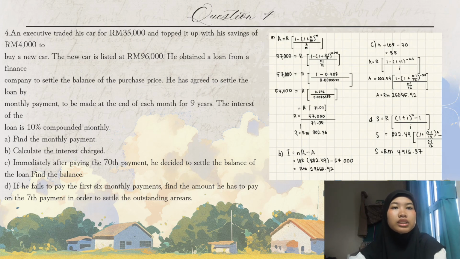For the last question, D, if he fails to pay the first 6 monthly payments, find the amount he has to pay on the 7th payment in order to settle the outstanding arrears first. We can use the formula given like in the picture, and we can do the calculation after that. At the end of it, we get S equal to 4,916.37 cents.